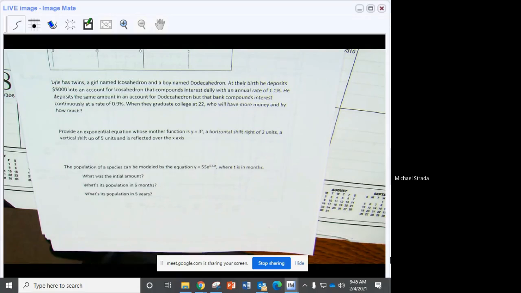If you need a calculator, they're over there. Just leave them on your desk when you're done. You can use your phone, that's fine.